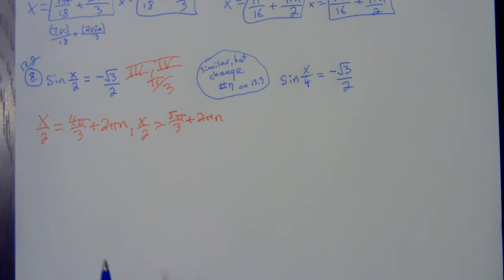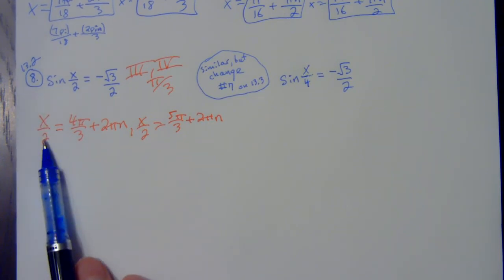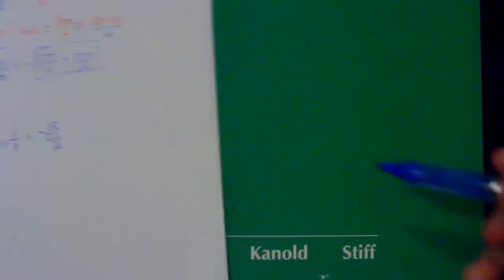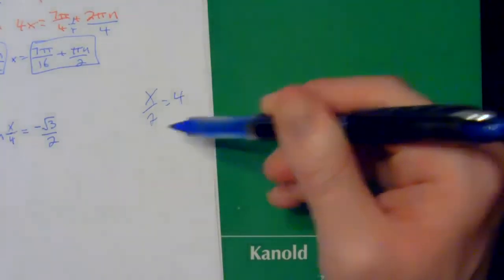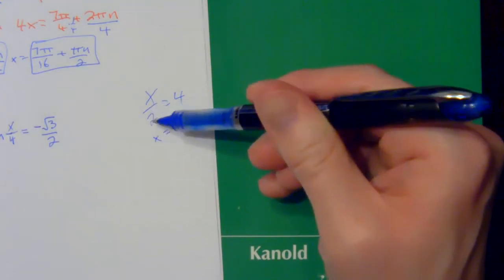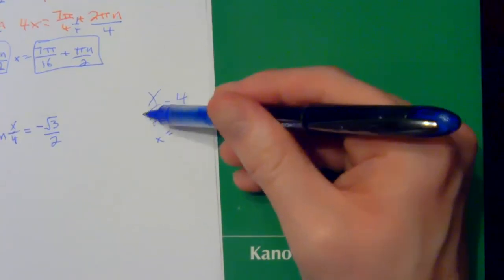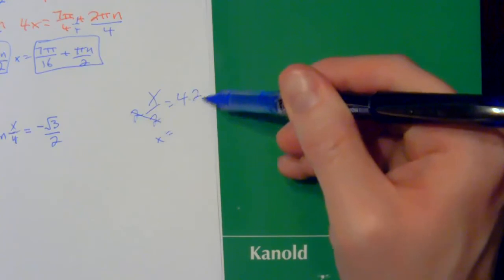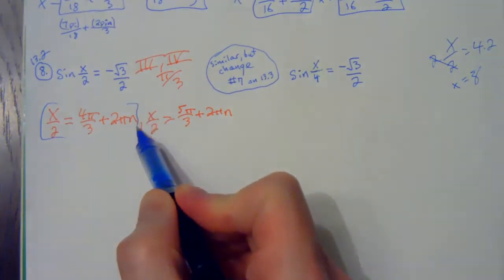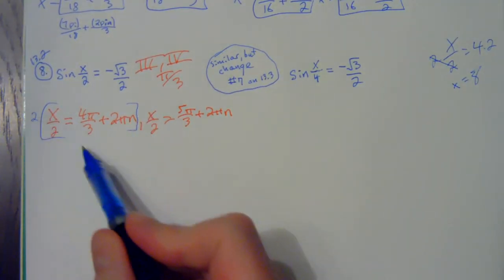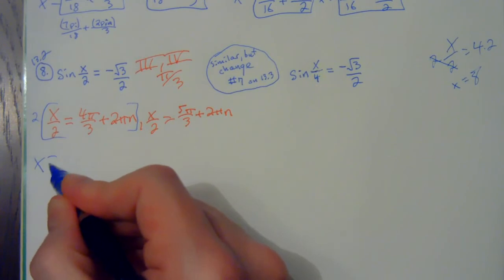All right, and then this is like, if I gave you x divided by 2 equals 4, you're going to multiply both sides by 2. You multiply this side by 2, so that cancels out. Then you multiply this side by 2, and you get x is equal to 8. That's what I'm doing here, except I need to multiply everything by 2. So those will cancel out, and I'll have my x equals.